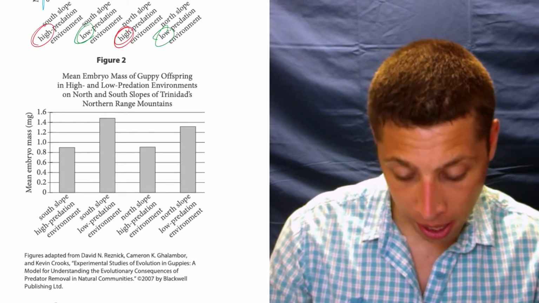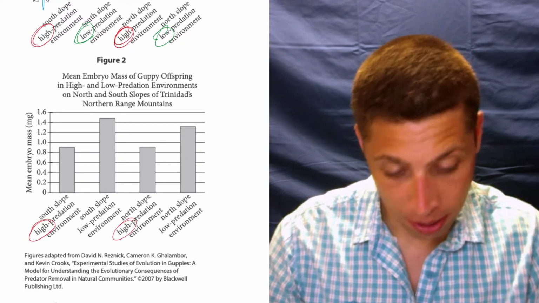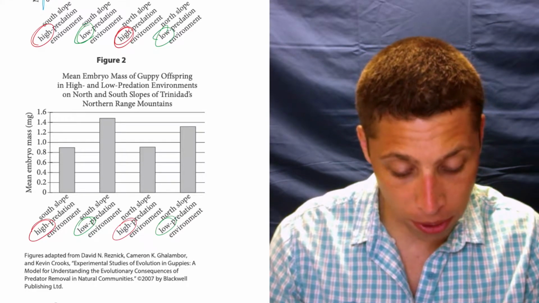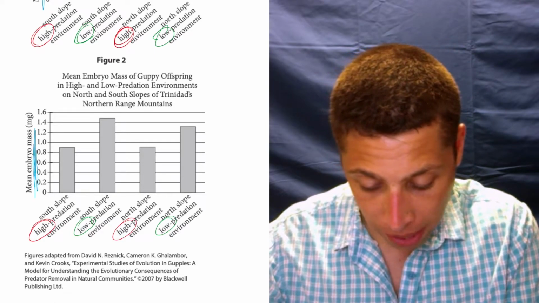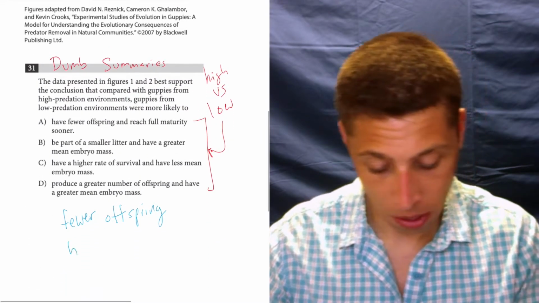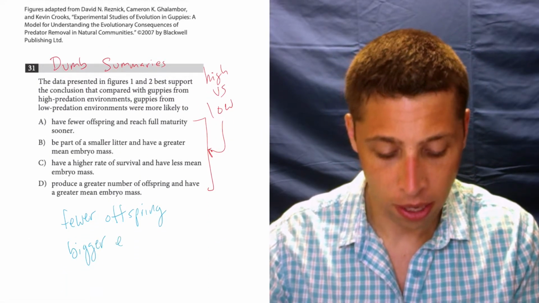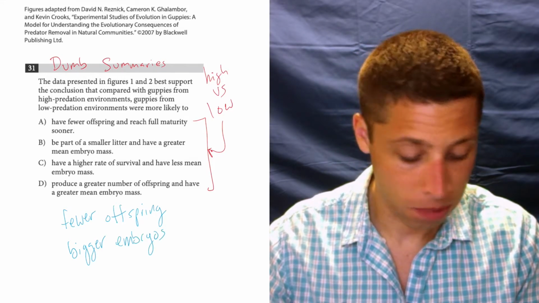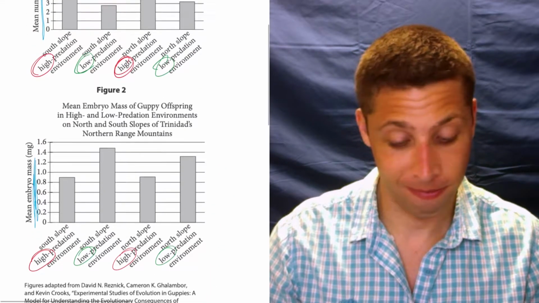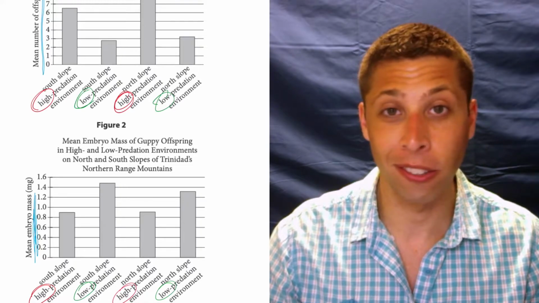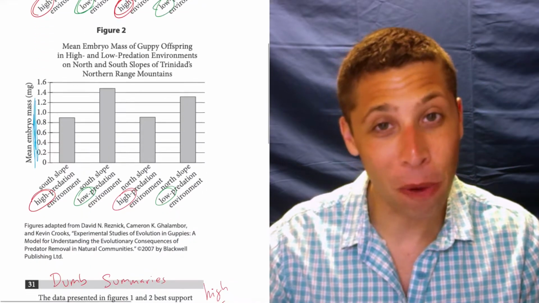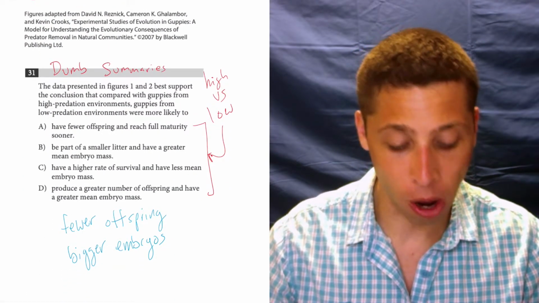So high, high, low, low. Okay. And what do these bars tell us? Well, here's the low. The low is bigger for what? Embryo mass. So bigger embryos. Bigger embryos. I don't care why they had bigger embryos. I don't care why they had fewer offspring. I just look at some gray rectangles, and that's what it tells me. I'm not going to ask any more questions. So let's see now what matches with our dumb summary of fewer offspring and bigger embryos.